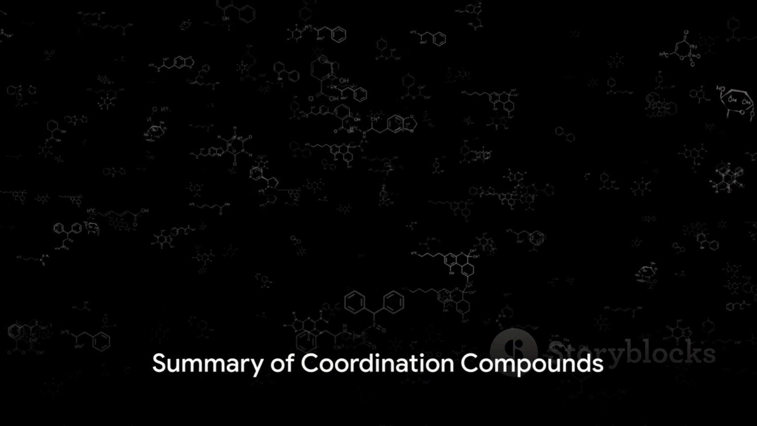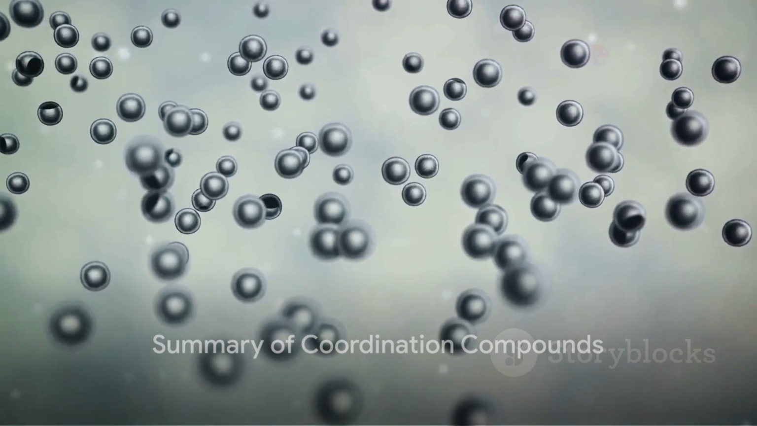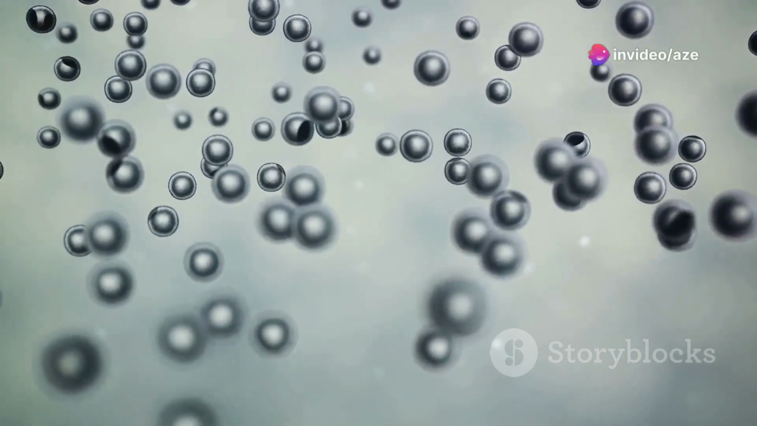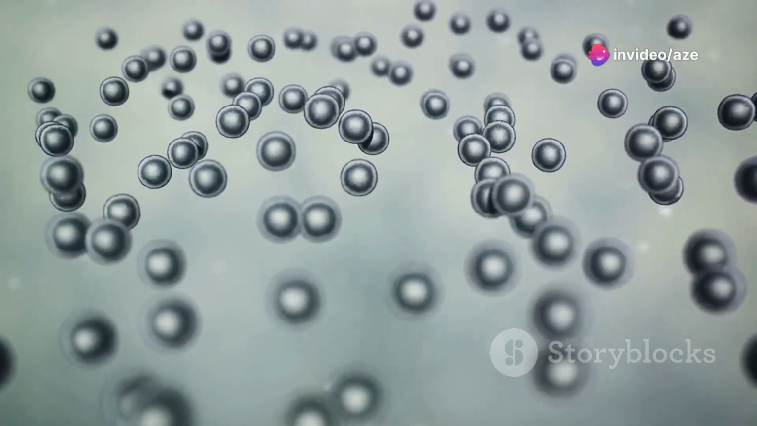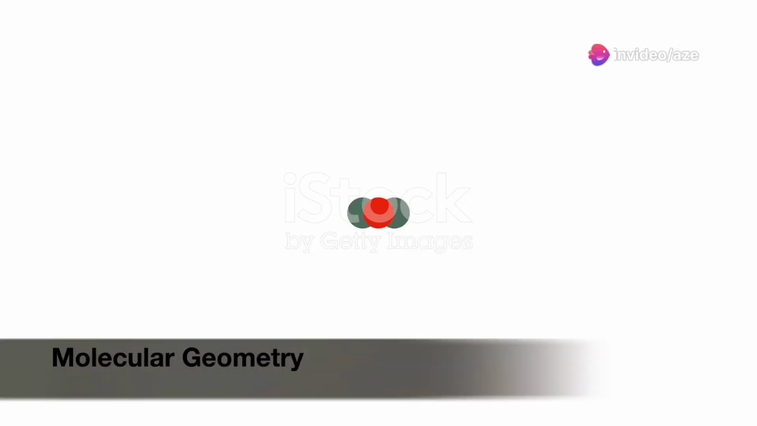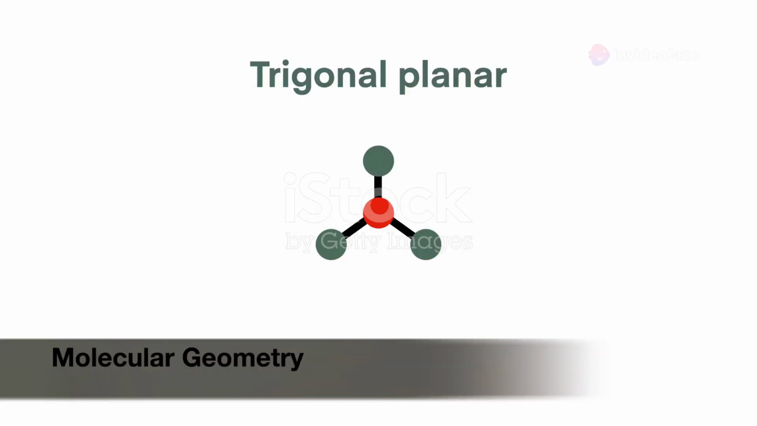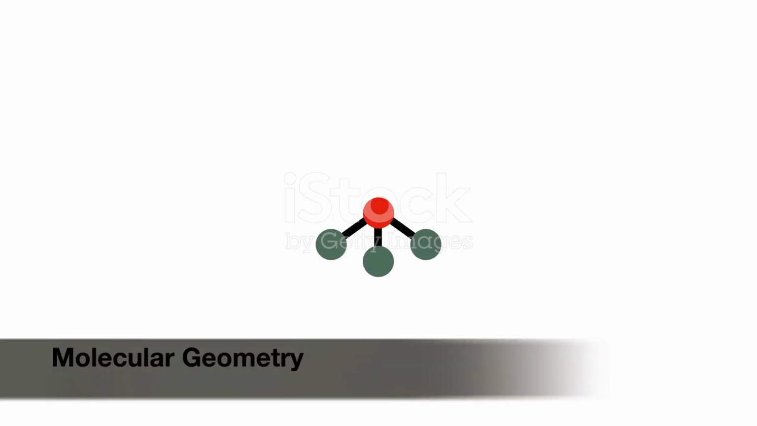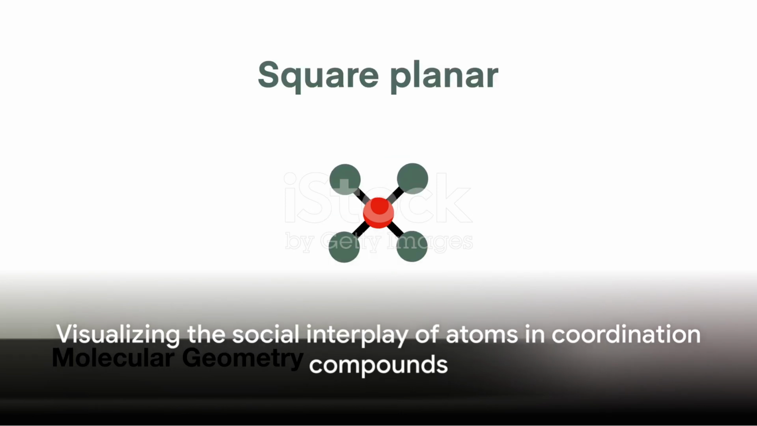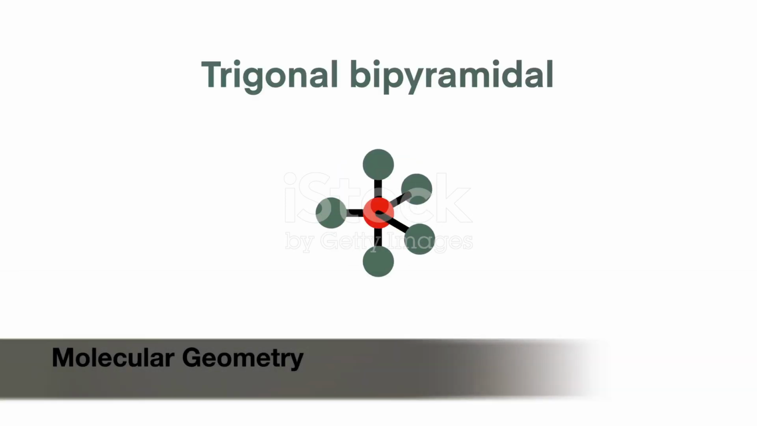In summary, coordination compounds are fascinating structures where transition metals bond with ligands and associate with counterions to form complex ions. These compounds exhibit a range of geometries depending on their coordination numbers. They truly bring to life the social interplay of atoms in the microscopic world of chemistry.